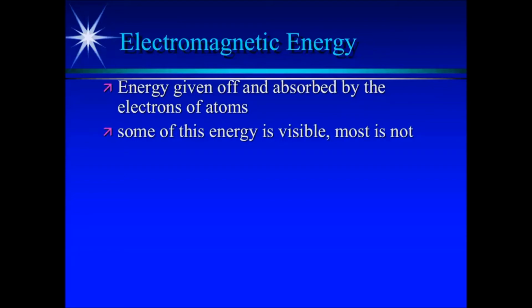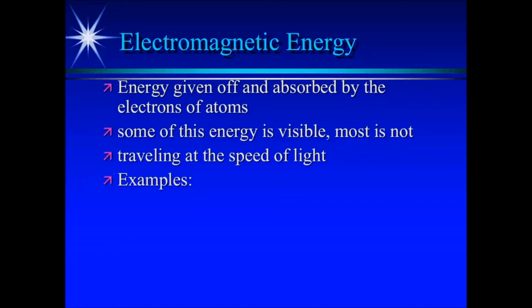Electromagnetic energy is the energy that is absorbed and given off by electrons. Some of this energy is visible, most is not. It travels at the speed of light.